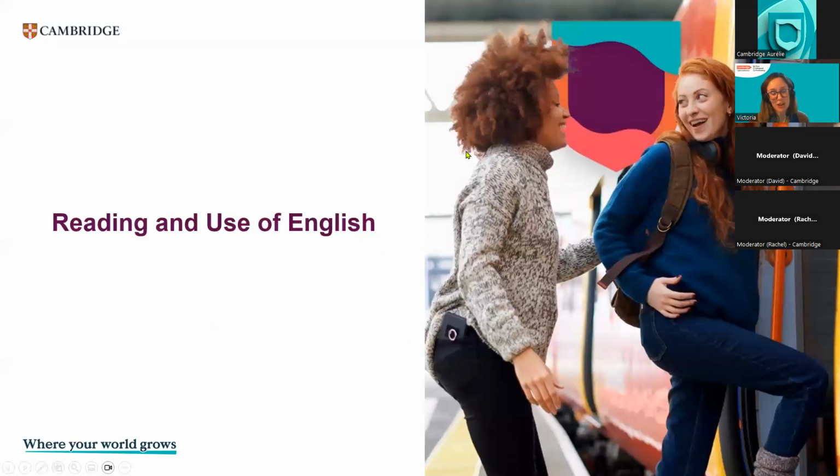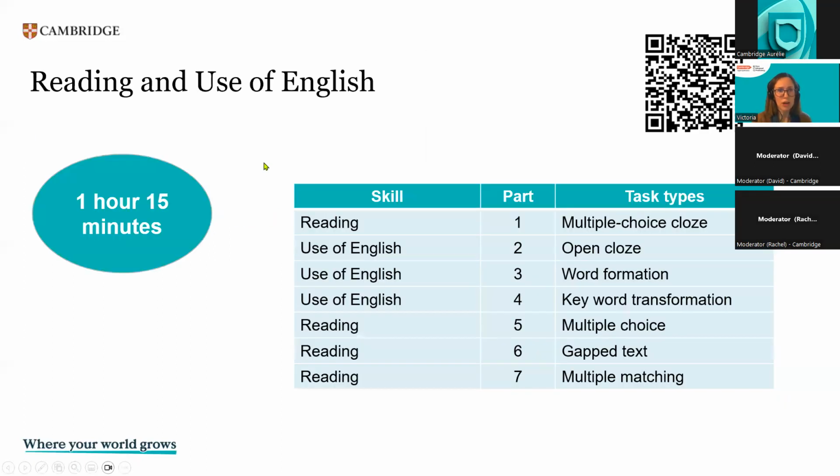Right. So this is a very brief overview of the exam and the recognition it enjoys, and now I will be focusing on the reading and use of English paper. The duration is 1 hour and 15 minutes, and it has 7 parts. It includes a range of tasks that allow you to show different types of abilities.